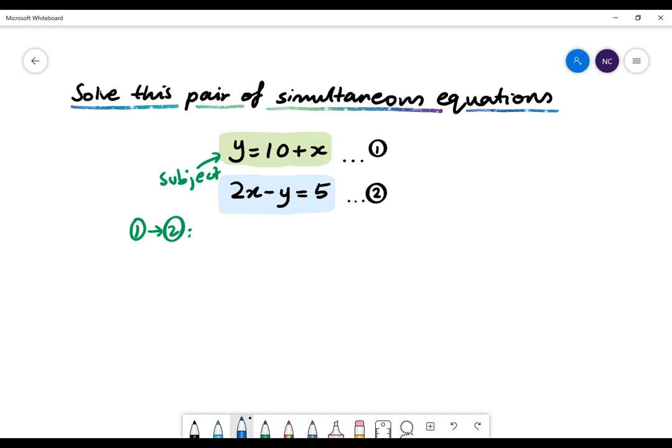This allows us to have 2x subtract (10 plus x) equals to 5. What we've done here is replace y with 10 plus x. Expand the brackets. Gather your like terms. And simplify.